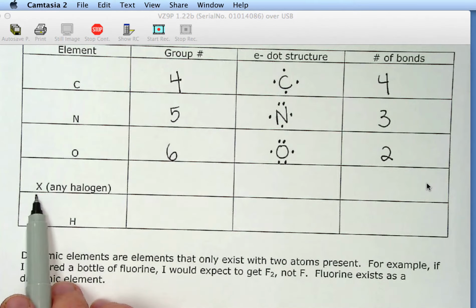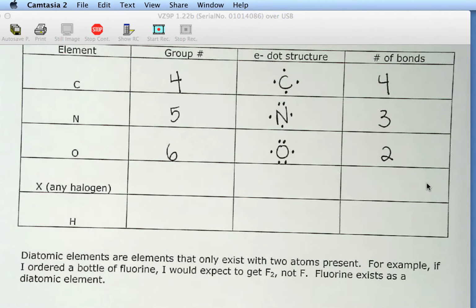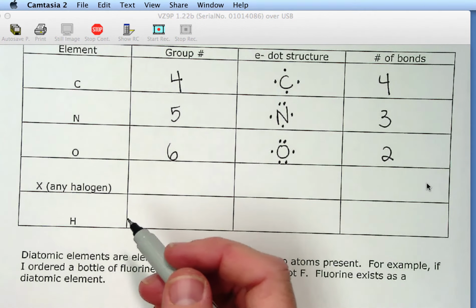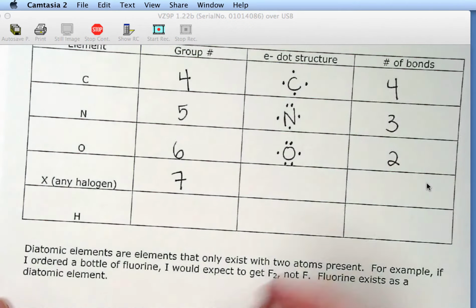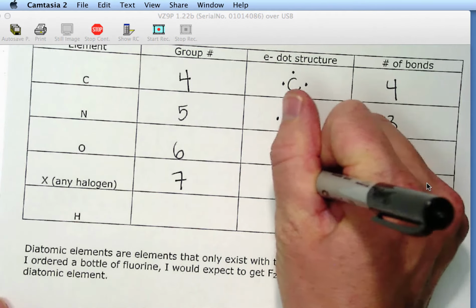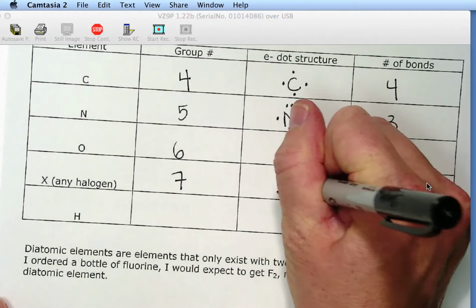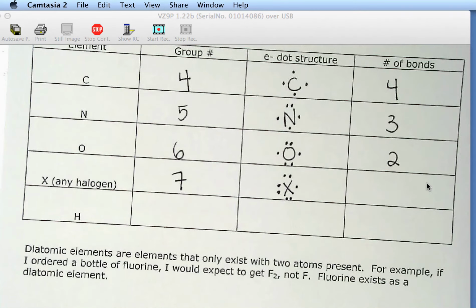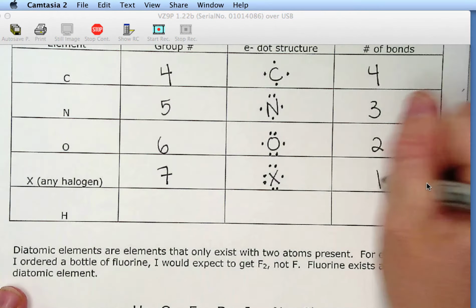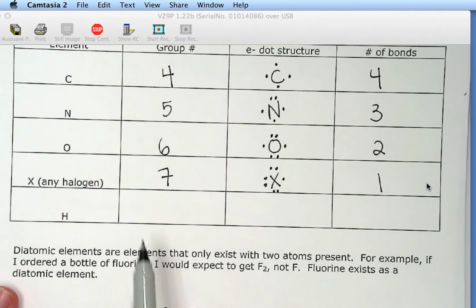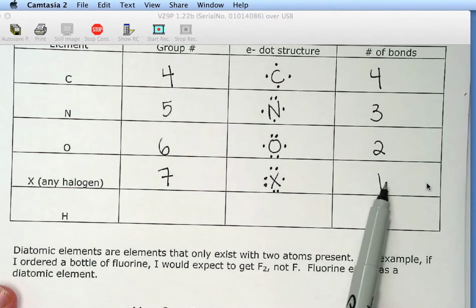Now I have X as for any halogen. So this is fluorine, chlorine, bromine, or iodine. What group number is that? 7. And so I'm going to use a generic electron dot structure. I'm just going to use X. And so I'll have 7 dots on this. How many bonds would your halogen form? 1. Good. So 7 plus 1 gives you 8.